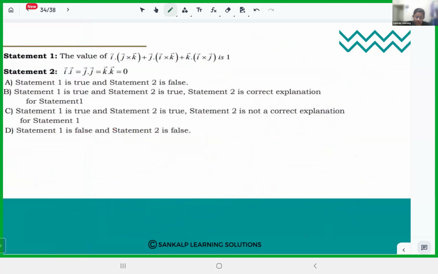So this is our next question. The value of i dot j cross k plus j dot i cross k plus k dot i cross j is 1. Is that true? So we need the values of j cross k here, right? So we know it is the orthonormal triad, that is i, j, k.